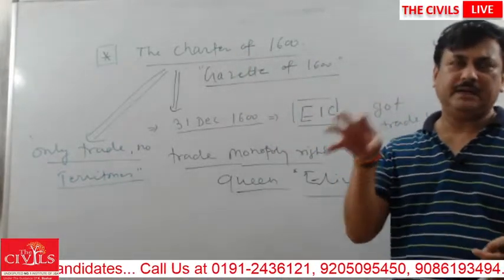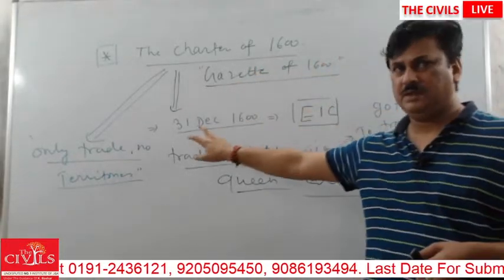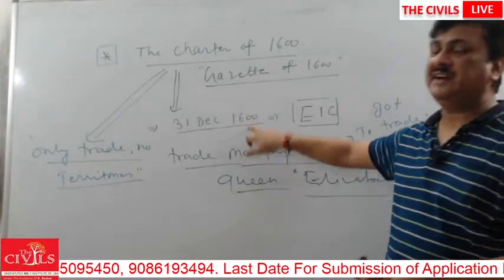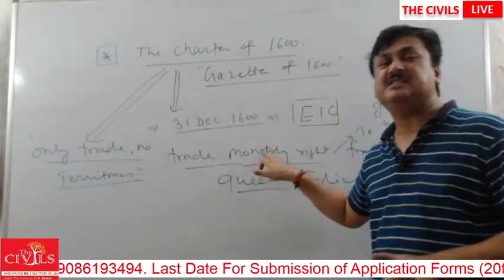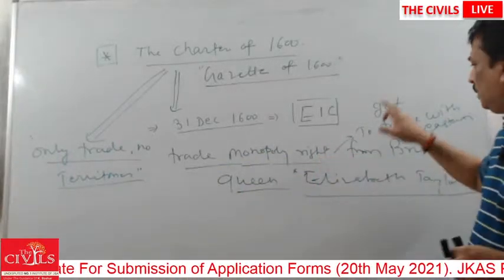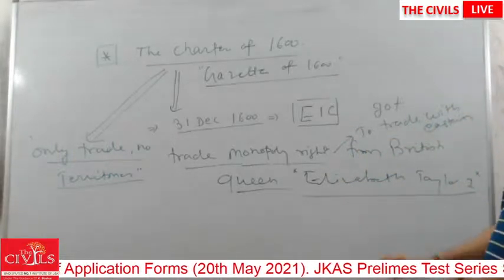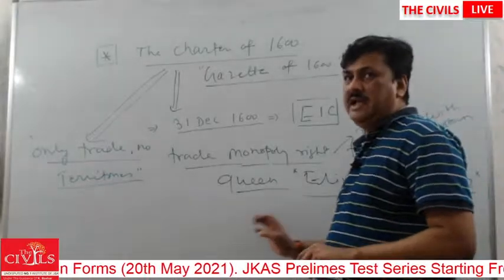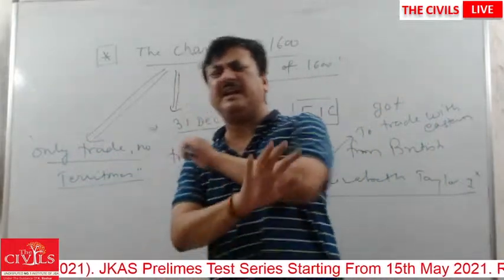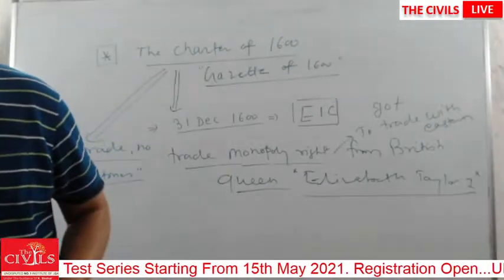The head is the Crown. So this charter of 1600, which was issued on 31st December 1600, gave the East India Company trading rights, the trade monopoly right to trade with the Eastern world from the British Queen, Elizabeth. And in that charter it was clearly mentioned: only trade, no territories. I hope it is clear to all of you.